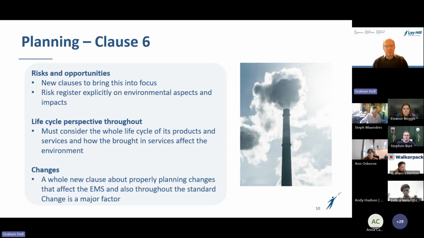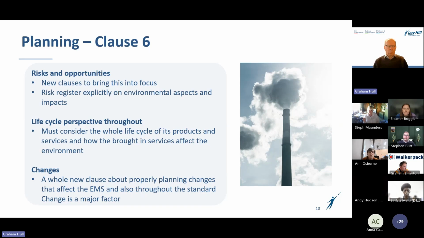And if you've got a risk register, you will now have to explicitly focus on the environmental aspects and impacts, not just have a risk register over here that is different to your aspects and impacts over here. And the two must come together in this life cycle perspective. So you really need to think about all of the products and services and how they affect the environment.